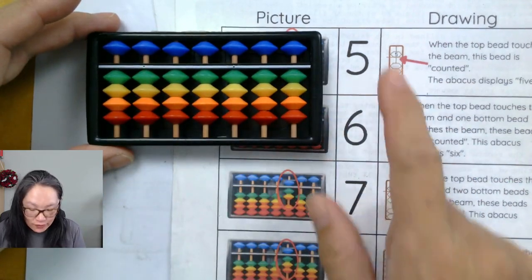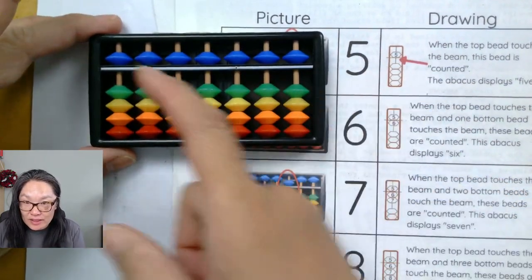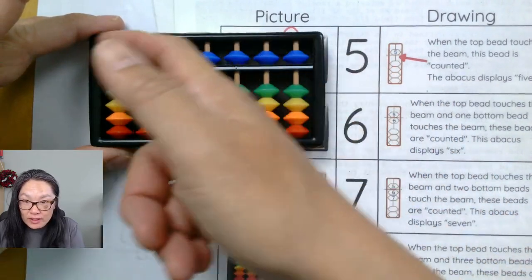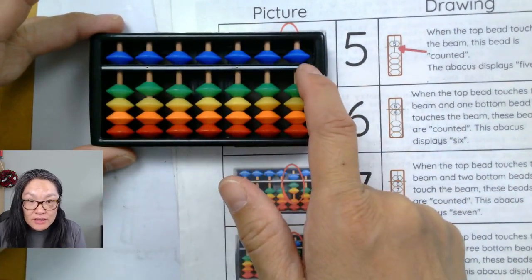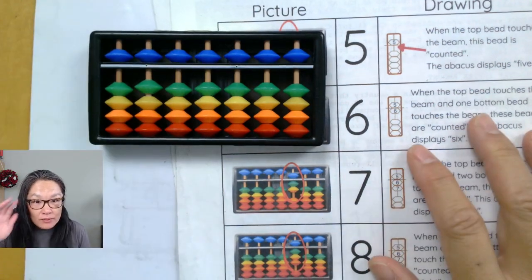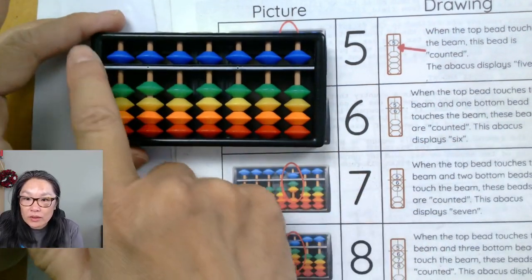So then what's after 4 is 5. 5 will always be the top bead. So this is all 5. When we look, all of these beads are touching. These are 5.